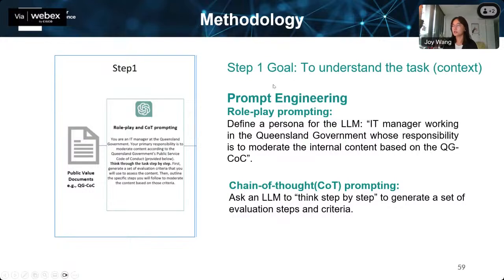So here is a detailed discussion of each step. The goal of the first step is helping the guardrail understand the task. Here we're using two different prompt engineering techniques that we will practice in the afternoon. The first one is called role play prompting: we define a persona for the guardrail model to make it act as an IT manager working in the Queensland government. Then we're using chain of thought prompting. Chain of thought prompting is a technique that makes the large language model better reason its response, thinking step by step to generate a set of intermediate steps for a given task. We will also practice these techniques in the afternoon.